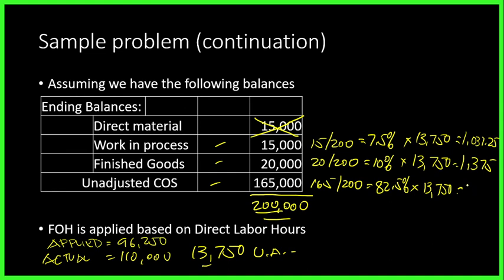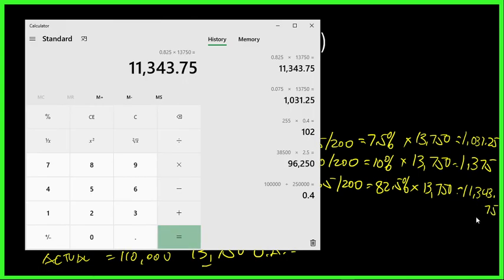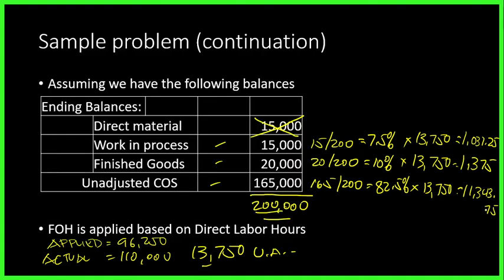Parang 11,000. I think it's 11,343.75. Let's go back. 0.75. So this is what we are going to use, no? If we're going to allocate 13,750 to these materials, which means after allocating, it will no longer be 15, 20, and 165.